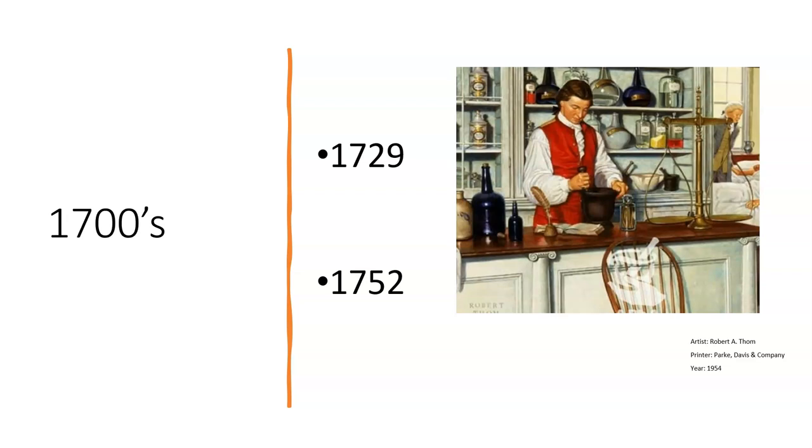Moving into the 1700s here in the United States, this is when pharmacy really started being the precursor of what it is today. So in 1729, the first community pharmacy or apothecary shop was opened in Philadelphia. In 1751, the first hospital pharmacy was being built in Philadelphia as well, and it opened in 1752. This image on the screen is a rendering that depicts what that pharmacy may have looked like in 1752.